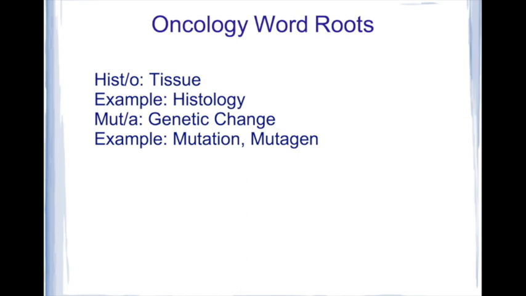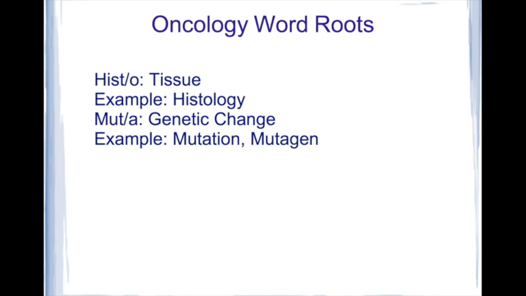Which is specifically why this is in the oncology word roots section. So genetic changes to a person's body can then result in them developing tumors that may not have occurred otherwise. So doing something like smoking might increase your chances of developing something like lung cancer because it could possibly change your genetic information, your DNA, and make you more susceptible to it.